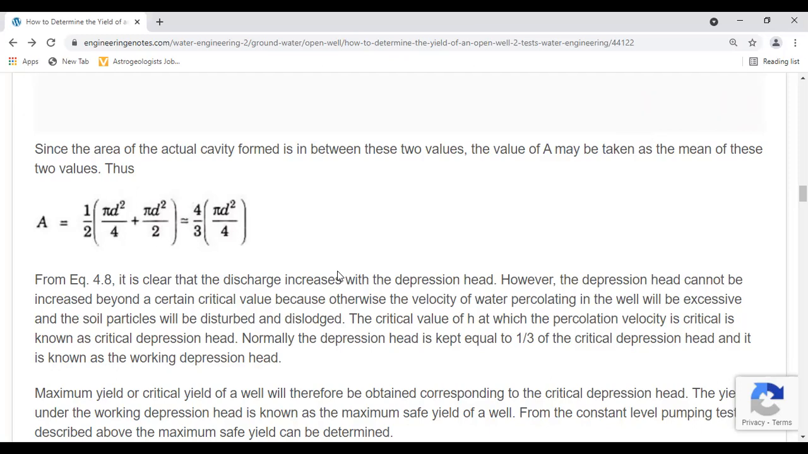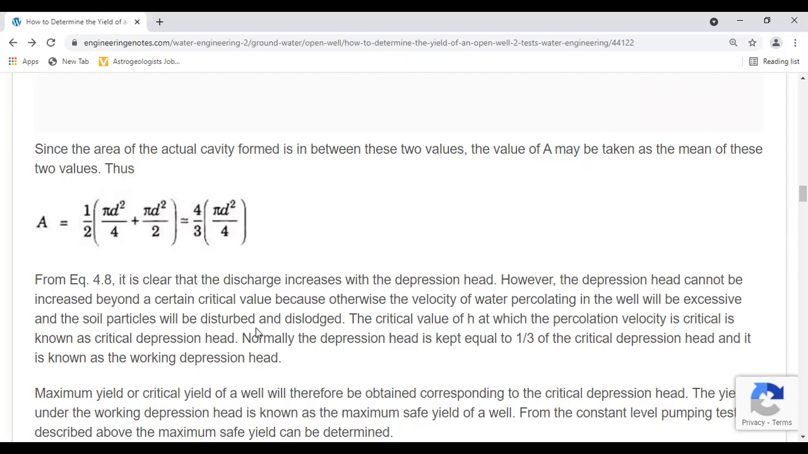It is clear from equation 4.8 that the discharge increases with the depression head. However, the depression head cannot be increased beyond a certain critical value because otherwise the velocity of water percolating in the well will be excessive and the soil particles will be disturbed and dislodged. The critical value of H at which the percolation velocity is critical is known as the critical depression head.